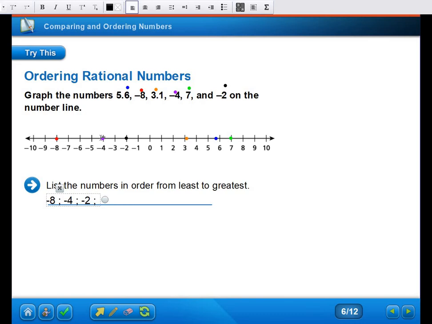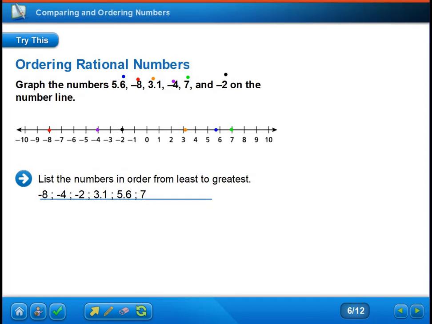Then our next largest is going to be 3 and 1/10. And then our next is going to be 5 and 6/10. And then our next and largest number would be 7. So just because we have decimals added into this doesn't mean that the process changes at all. It just means that our numbers now have decimals, and we have to look a little bit more closely.